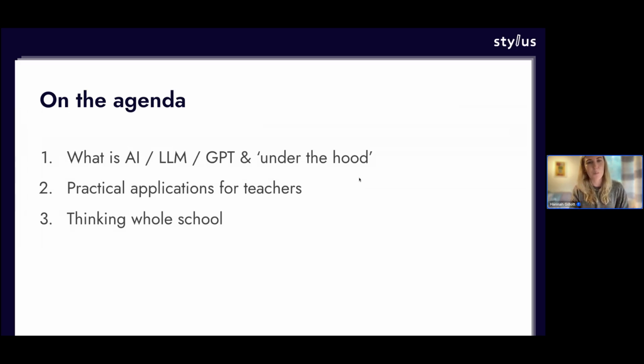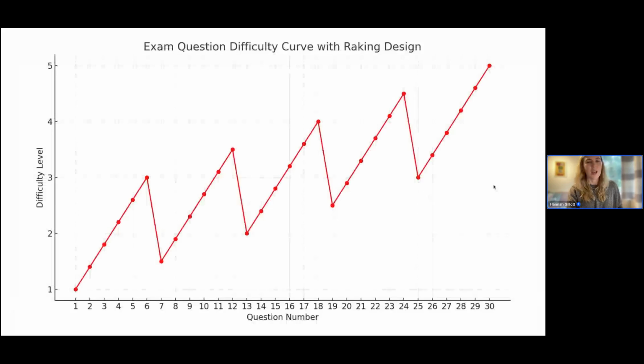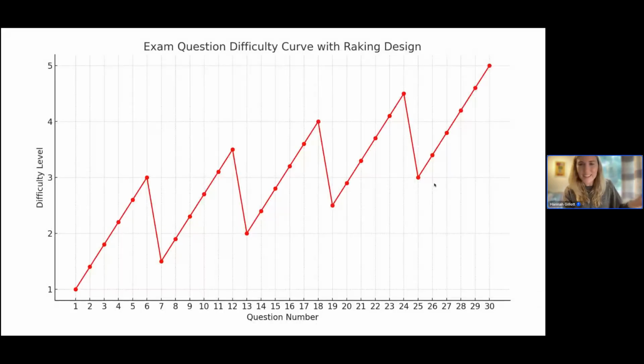So we're going to start with some definitions. I'll flag this first of all. You might be familiar with this. This is the exam question difficulty curve with raking design. If you've had to sit through watching students take exam papers or administer them yourself, which I'm guessing pretty much all of us on the call have done, you'll be familiar with this pattern: we start off straightforward as a warm-up to a topic, and we get a little bit more difficult, and then we might get a little bit easier and then it gets a bit more difficult.